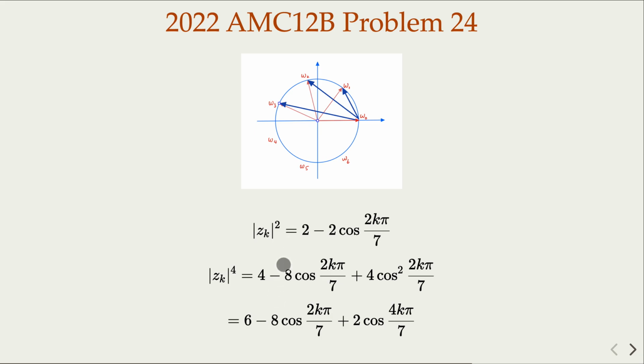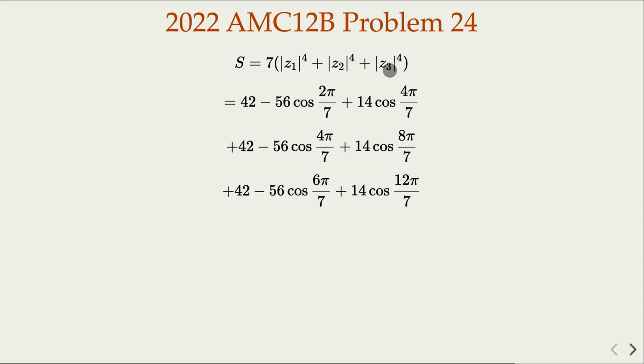Now we're ready to calculate the desired sum. So S equals 7 of those. Plug in the numbers. Notice that you have 2, 4, and some other 8 and 12. For the 8 and 12, you can convert it into minus 2 pi, or minus 14 over 7. This becomes negative 2, but the cosine of negative is cosine positive. So you can convert this into 2 pi over 7 here, and this one, 12 pi over 7, can be converted into 2 pi over 7.